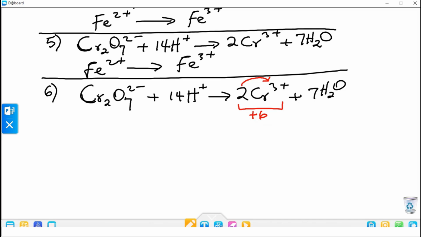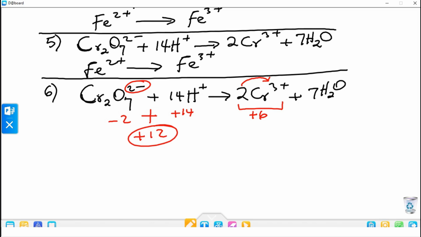How many charges do we have? We have 14 positive charges here, and 2 negative charges. So when we add 2 negative charges and 14 positive charges, what will be our net charge? The net charge is going to be 12 positive charges. So when we cancel out 2 negative charges against 2 positive charges, we have 12 positive charges left. So it means at the left hand side we have 12 positive charges, but at the right hand side we have 6 positive charges. So where do we add our electrons?